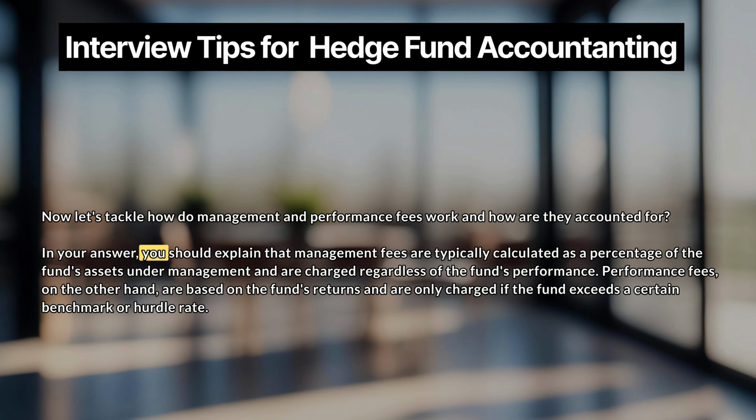In your answer, you should explain that management fees are typically calculated as a percentage of the fund's assets under management, AUM, and are charged regardless of the fund's performance. Performance fees, on the other hand, are based on the fund's returns and are only charged if the fund exceeds a certain benchmark or hurdle rate.